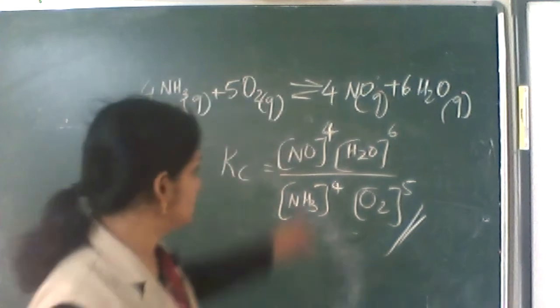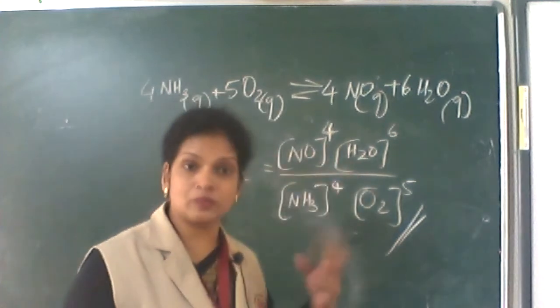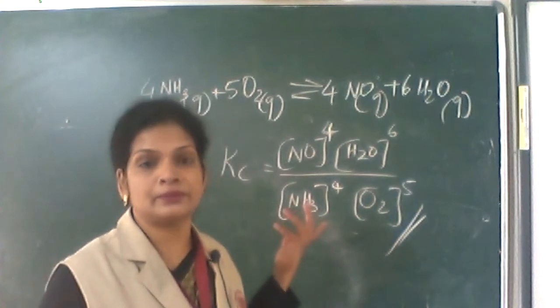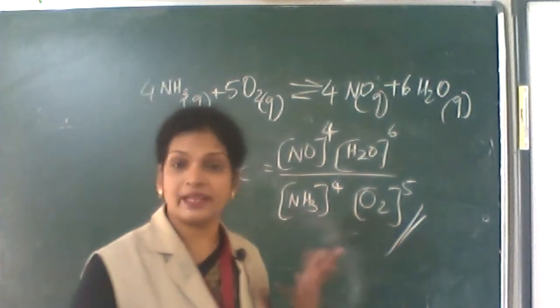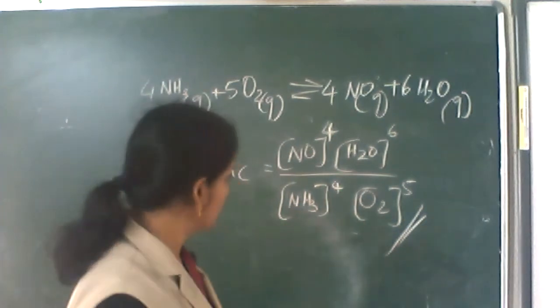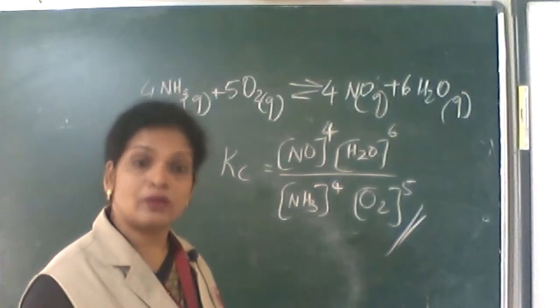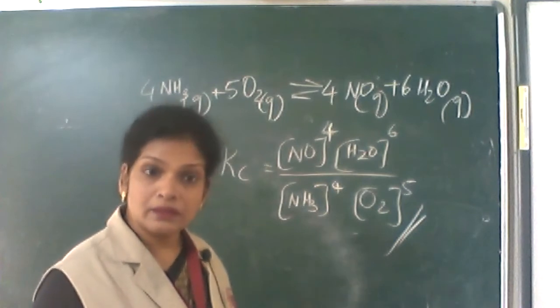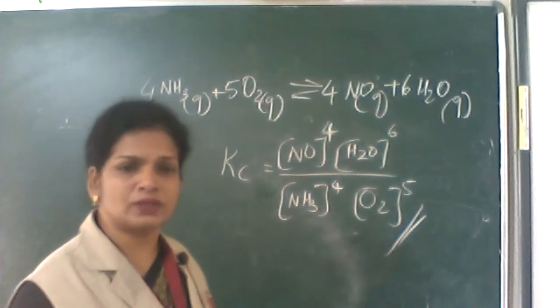Higher value means the numerator is more. That means the product is more. We are getting more product. Suppose Kc has a very small value. That means the reactant amount is high. Such a reaction is not useful. It is not advantageous because the amount of reactant we put remains like that only. Product is very less. So making such a reaction is not useful.